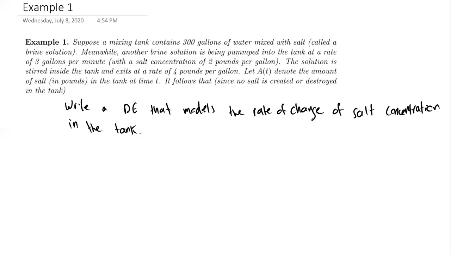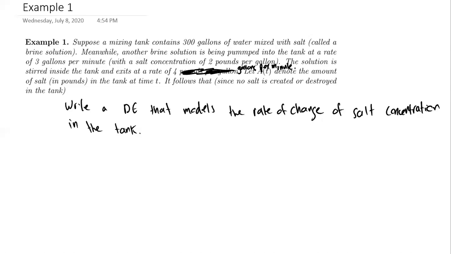Now, the solution is then stirred inside the tank, and then it exits the tank at a rate of 4 gallons per minute. So it's exiting the tank at a rate of 4 gallons per minute. Now let A of t denote the amount of salt in pounds in the tank at time t.